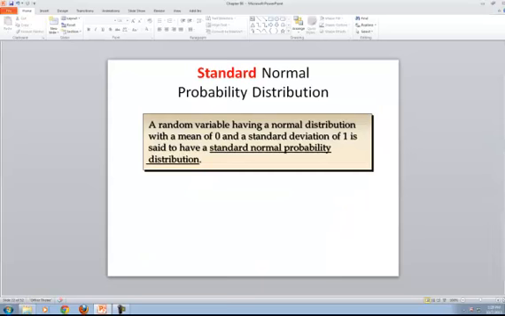What is the standard normal probability distribution? It is just a special case of the normal distribution. It is a normal distribution where the mean is 0 and the standard deviation is 1. What is so nice about the standard normal probability distribution is that any variable, and I mean any variable that is normally distributed, we can convert to a standard normal. And once we've converted it, we can then use the tables, the basic tables that we will find in any statistics textbook.